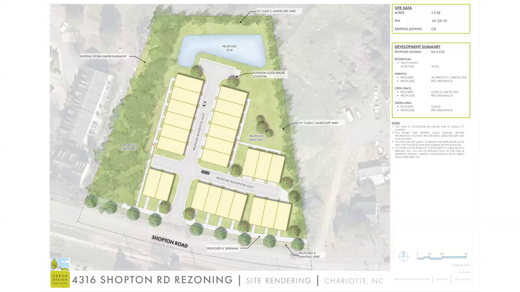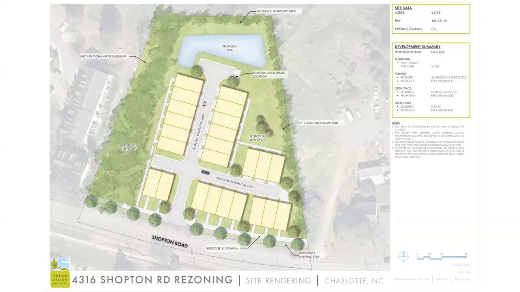And there will be a 10-foot Class C landscape yard around the property's boundary. An 8-foot planting strip and 8-foot sidewalk will also be provided along the Shopton Road frontage, with each dwelling unit having a sidewalk connection to that frontage. In coordination with the Charlotte Department of Transportation, as well as the North Carolina Department of Transportation, we will restripe Shopton Road's frontage to allow a left-hand turn lane to access the site.